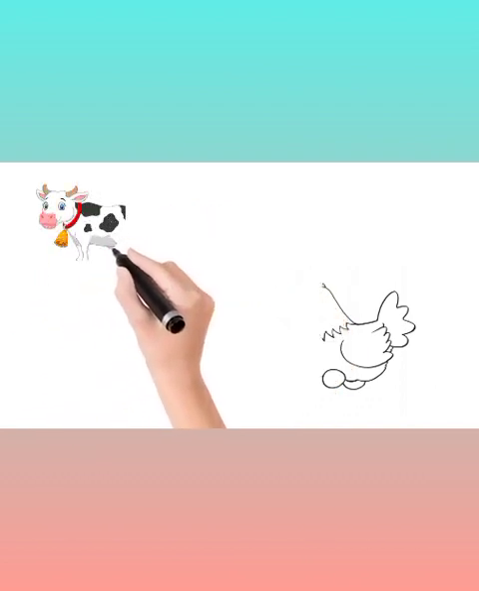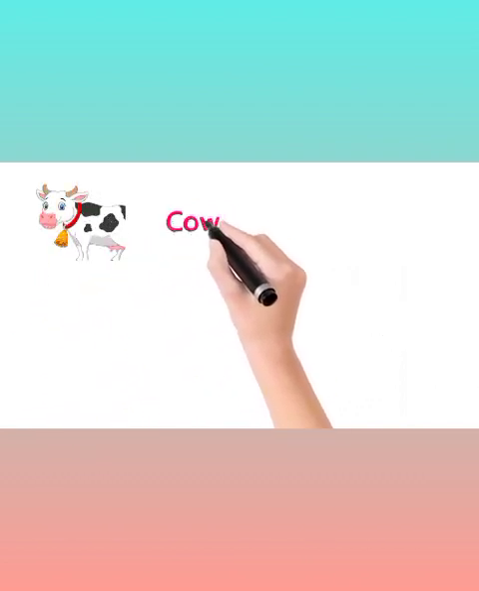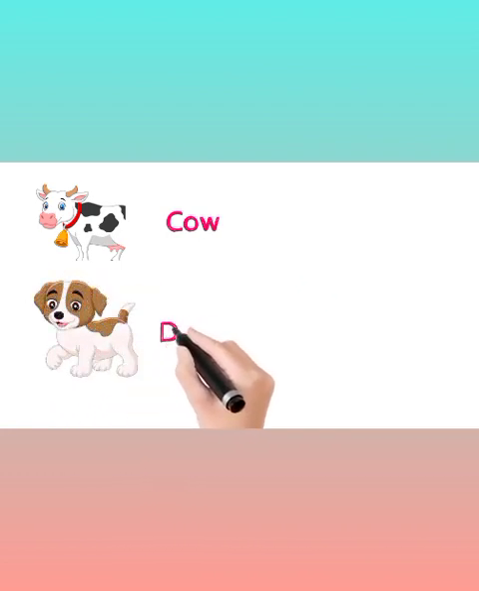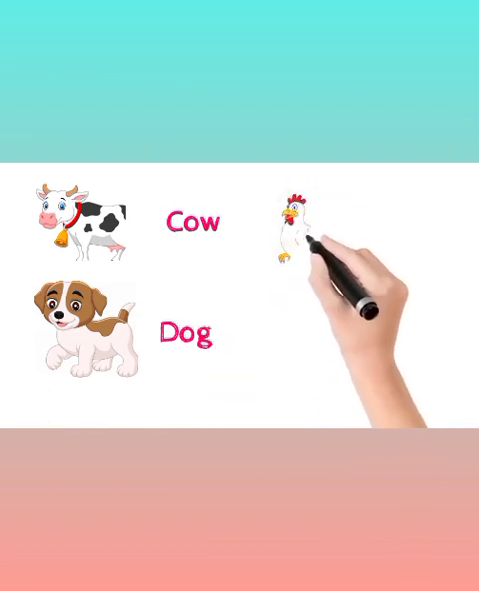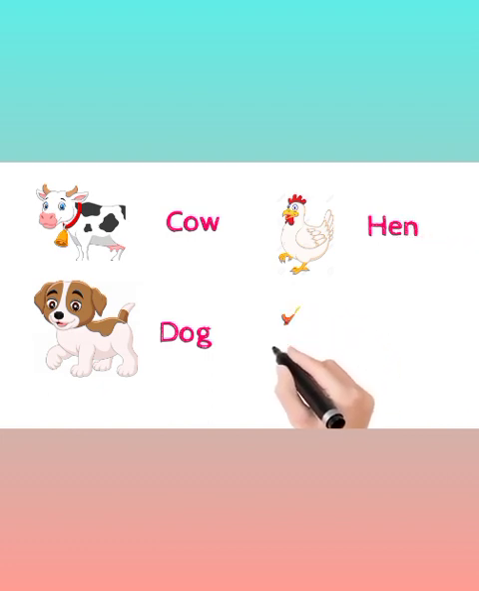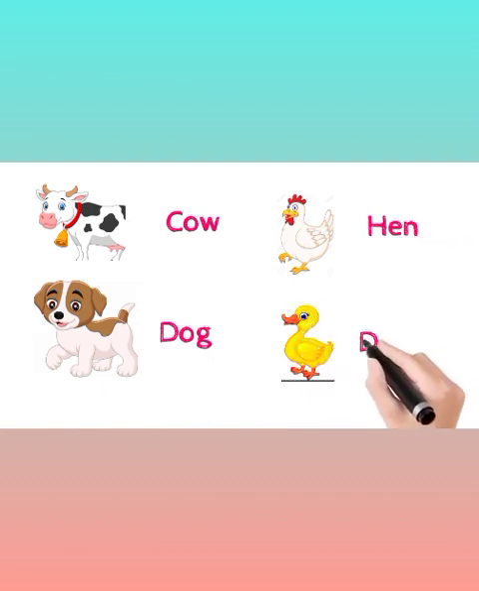Again look here, let's identify these animals. First one, cow. Then the next one is dog. Then again look here, we know it is a hen. Then the last one, it is a duck.